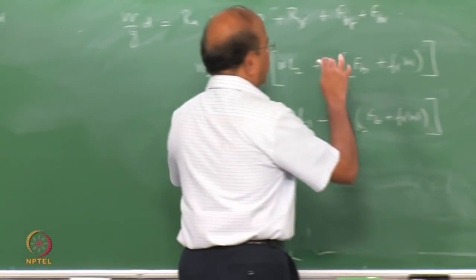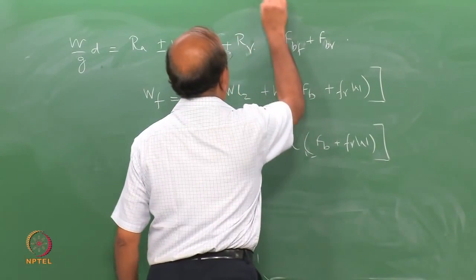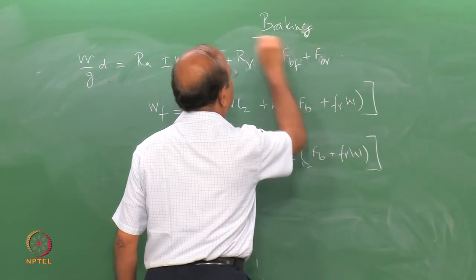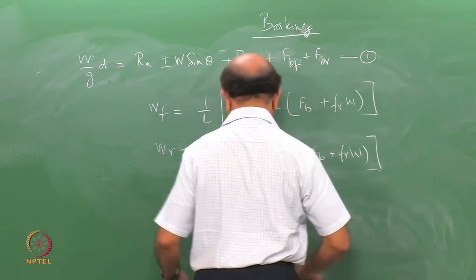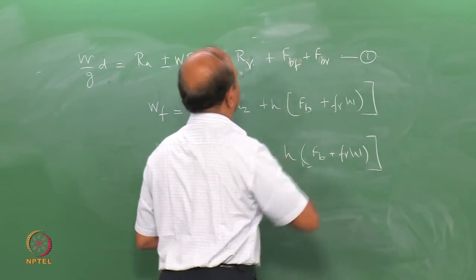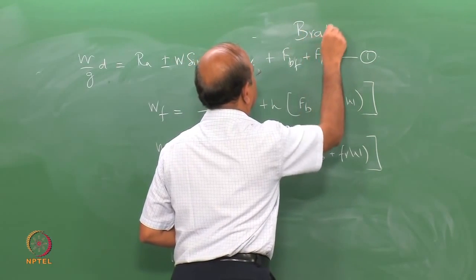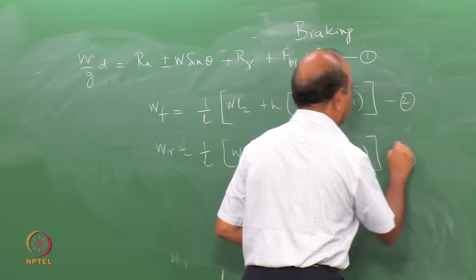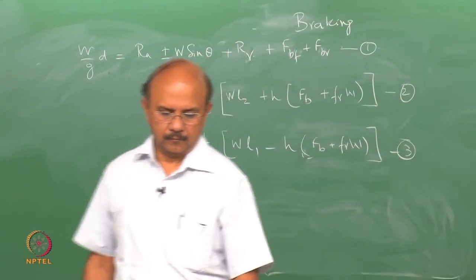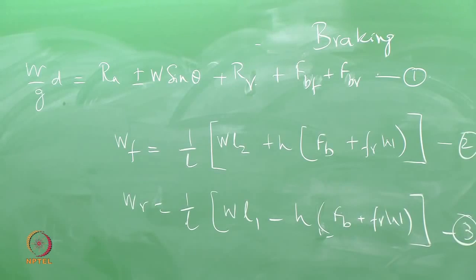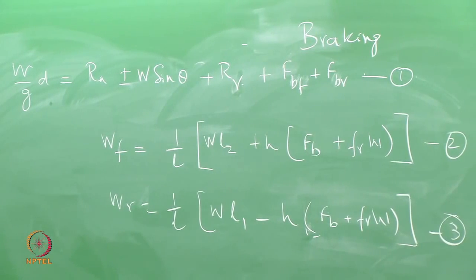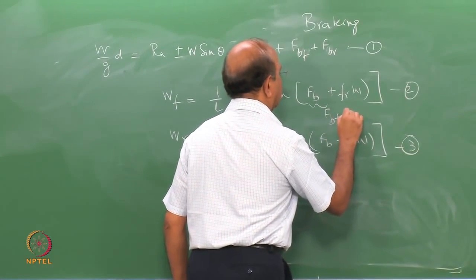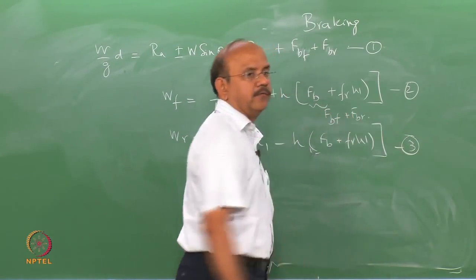I'm skipping steps here. This is on braking. I am calling that 1, I'll call this 2, and I'll call this 3. Strictly speaking, I have to split this total braking force as FB front plus FB rear.